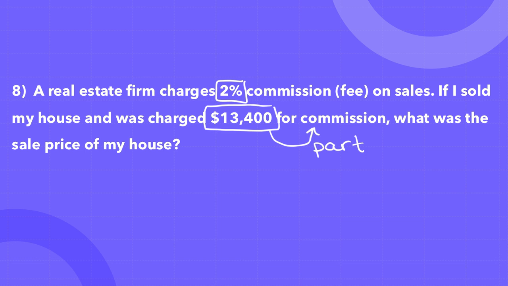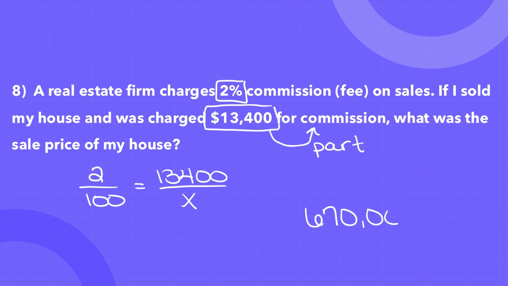Would you please let Mikey in? All right. How did you choose to find this? I'll go to Marley again. So I set up a proportion. So I did 2 over 100 equals 13,400 over X. That is a great proportion. When you solved it, what did you all end up with? We ended up with 670,000. That is perfect. 670,000.